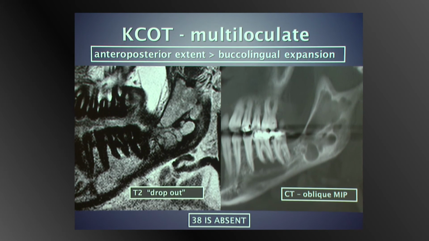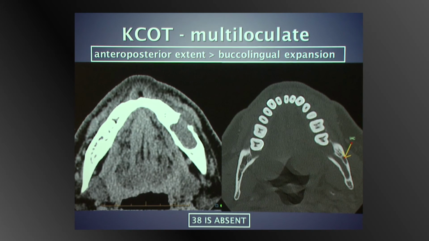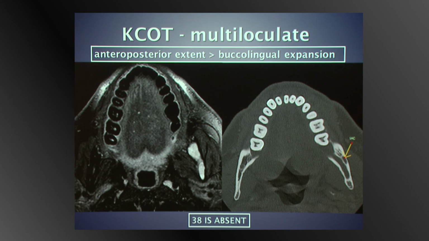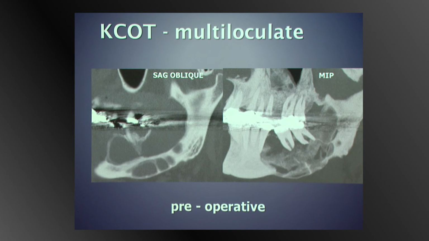And as I said, they're said to have more AP extension than buccolingual expansion. This is very like the case, Raj, that you showed me on Thursday night. And again, note the displacement of the infraalveolar canal. The surgeon wants to know where the infraalveolar canal and the mental foramen are. Okay, bright on T2. It's a little bit of dropout, but predominantly bright on T2.